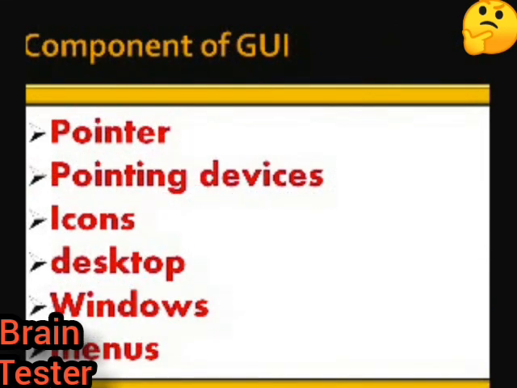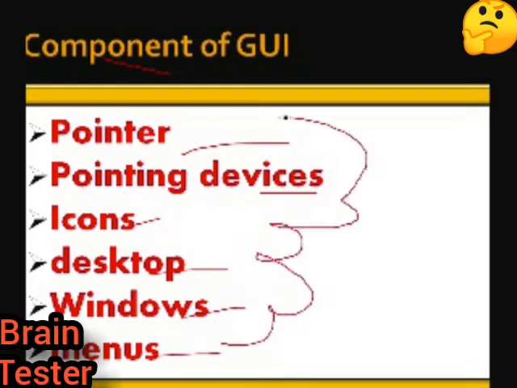Next one is the components. What are the components of the GUI? Pointer, pointing device, icon, desktop, window. These all are the components of the GUI.